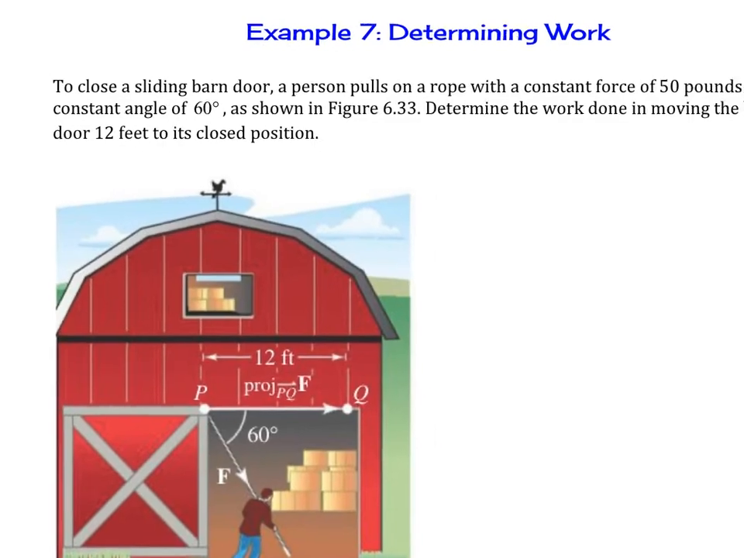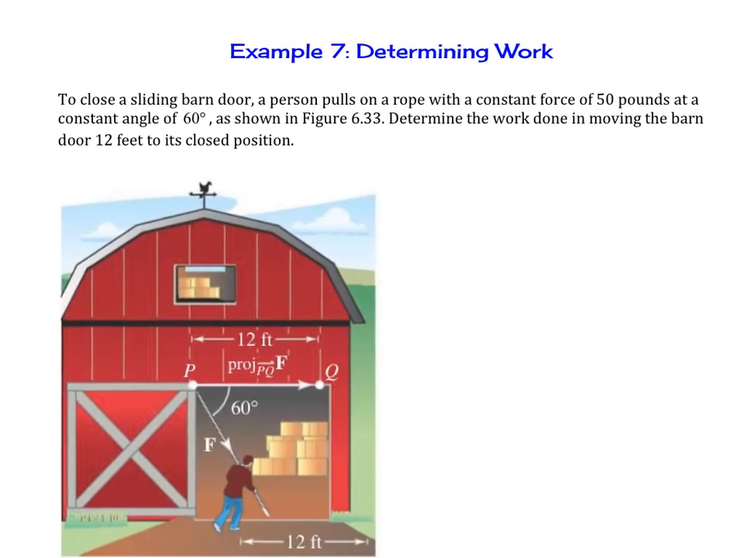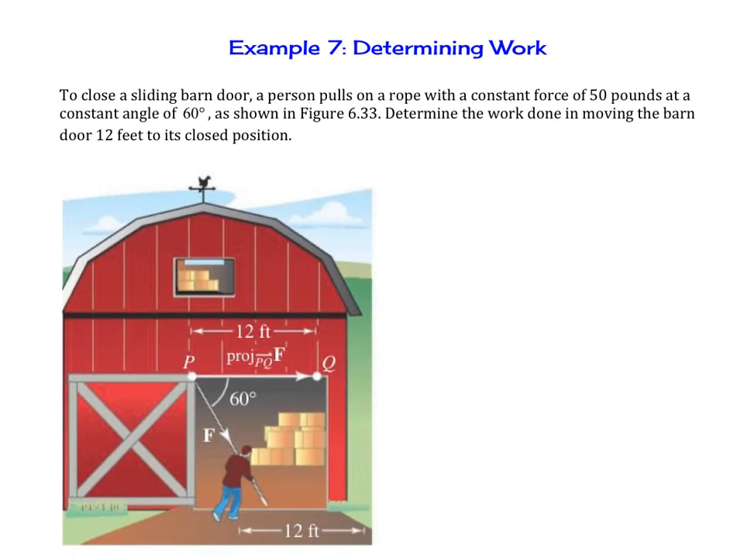So let's try an example. To close a sliding barn door, a person pulls on a rope with a constant force of 50 pounds at a constant angle of 60 degrees, as shown in figure 6.33. Determine the work done in moving the barn door 12 feet to its closed position. So we know that PQ, our distance here, is 12 feet. Theta is 60 degrees, and the force is 50.